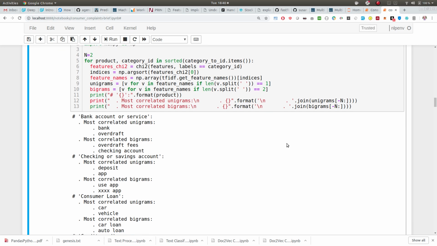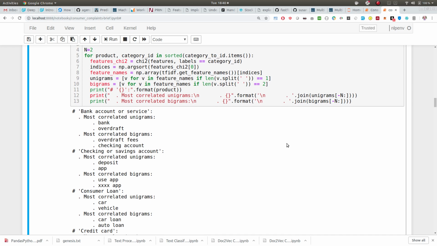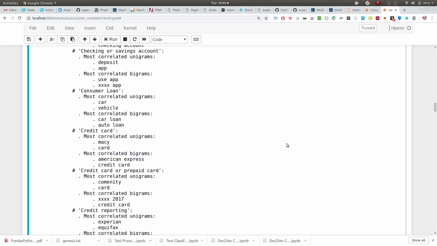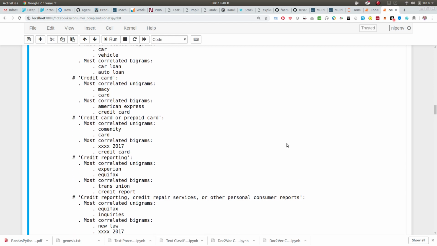Looking down, we can see bank, account or service is correlated with the unigram bank and overdraft, and bigrams overdraft fees and checking account. If we look to consumer loan, we can see it's correlated with car and vehicle as unigrams and car loan and auto loan as bigrams. Credit card is correlated with Macy and card and American Express and credit card as bigrams.